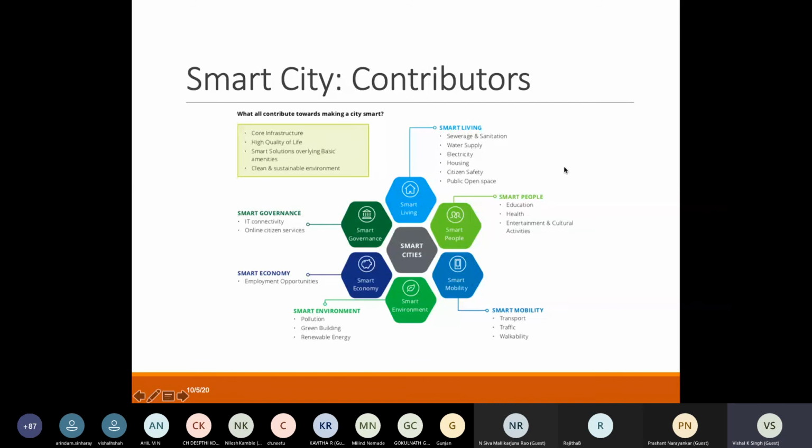And finally, the smart people. You would say, what is the need of smart people? What do you understand by smart people in the concept of a smart city? You see, all these things, the smart living, smart governance, smart economy, smart environment, smart mobility, everything is of no use if the people who are availing these facilities, who are making use of these facilities, are not aware of the advantages of these, are not using the resources so that they can benefit most of the people.